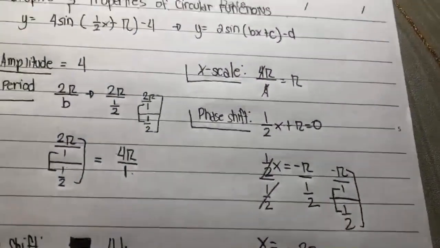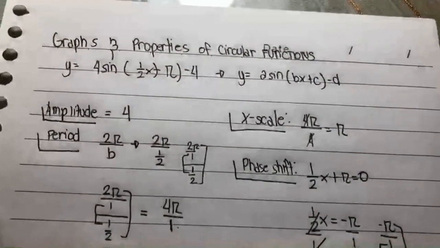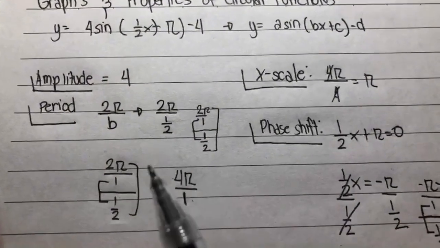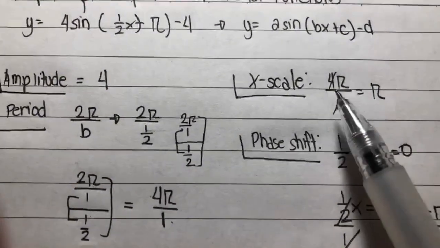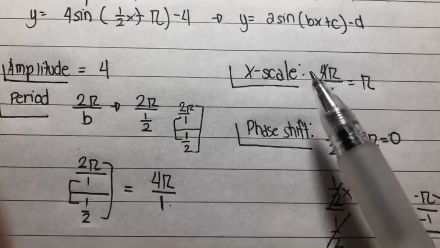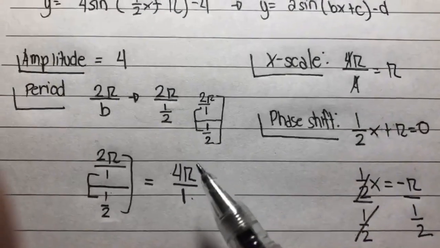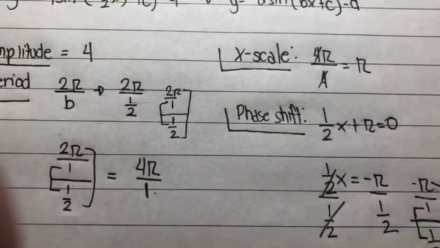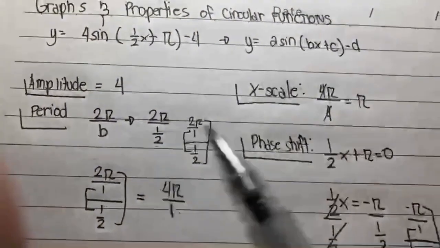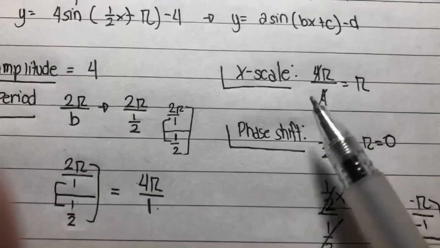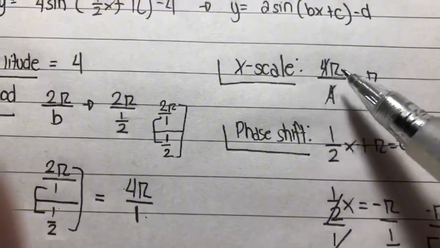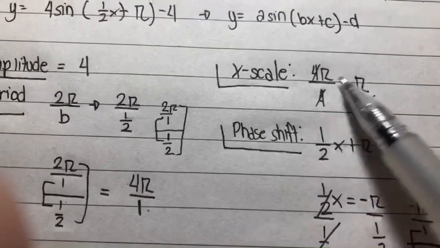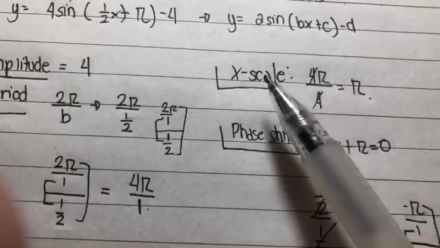Tapos sa x scale naman, para makuha yung x scale natin, kung ano yung value natin dun sa period, yun yung numerator natin. Tapos i-divide lang natin siya sa 4. Bakit 4? Because 4 na quadrant ang meron tayo. So 4 pi over 4, tapos pwede naman natin cancel out na lang. So matitira is pi. Or kapag divide natin, 4 divided by 4 is 1, tapos pi. So pi ang magiging sagot natin sa x scale.